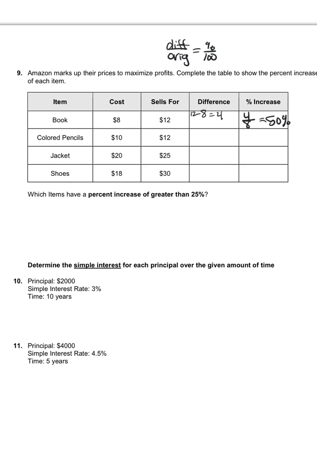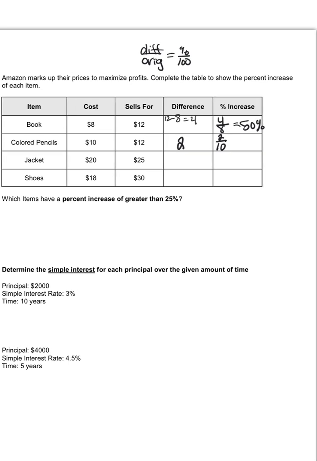All right, colored pencils. From 10 to 12, the difference is 2. So I'm going to have 2 over 10. And when you divide 2 by 10, you're going to have 10 on the outside, 2 on the inside. 10 can't go into 2. Add a decimal. 10 can go in there 2 full times. So the difference is 0.20, which is 20%.